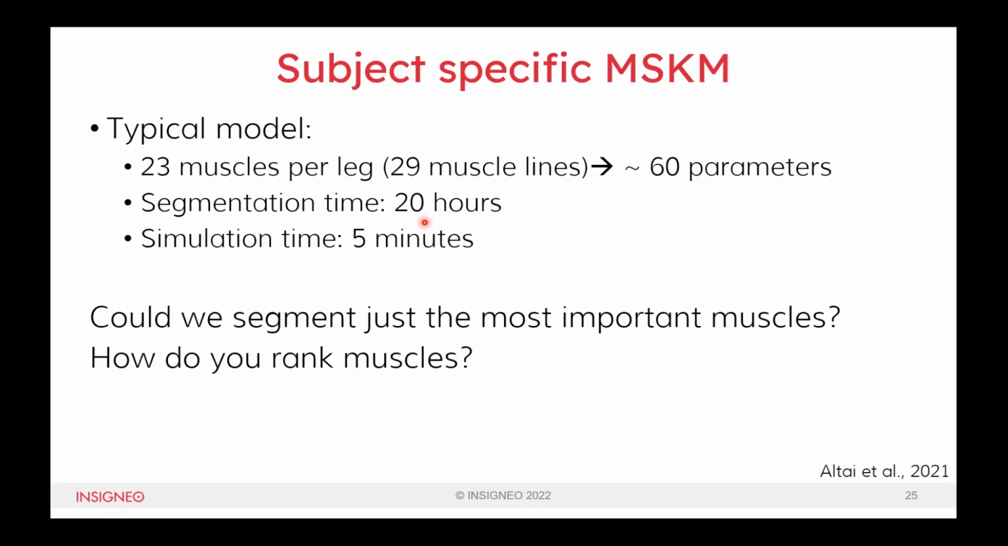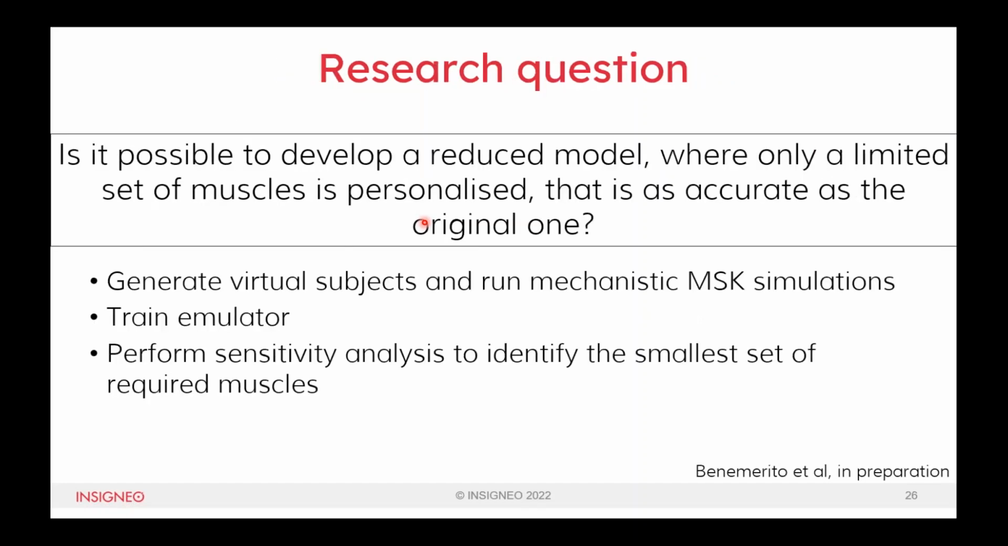Of course, you have to answer how do you rank muscles, and as you can imagine, you can rank them using sensitivity analysis. And the aim of this study here is to develop a reduced model of the musculoskeletal system, where we only personalize a limited number of muscles, but we want, of course, this reduced model to be as accurate as the full original one. And it's done using a combination, again, of mechanistic MSK simulation to generate the input dataset, and then the emulator and the sensitivity analysis.